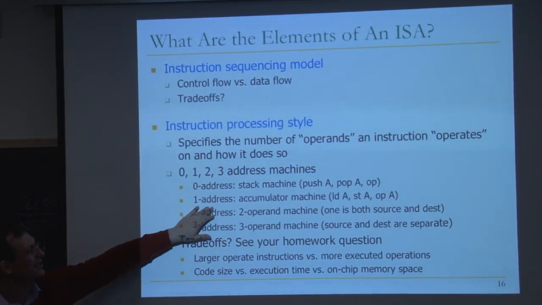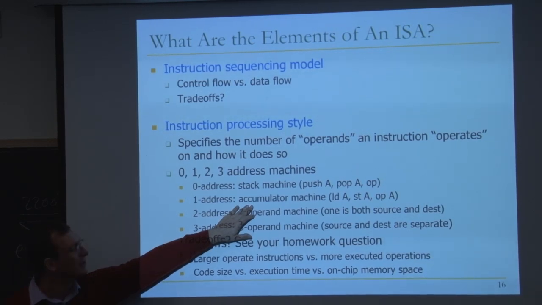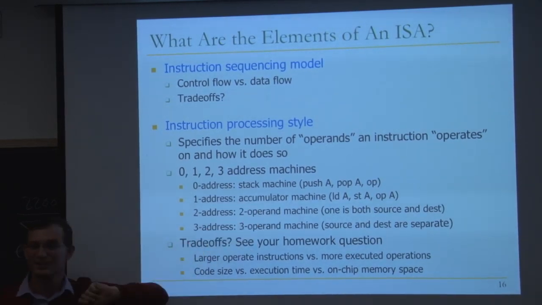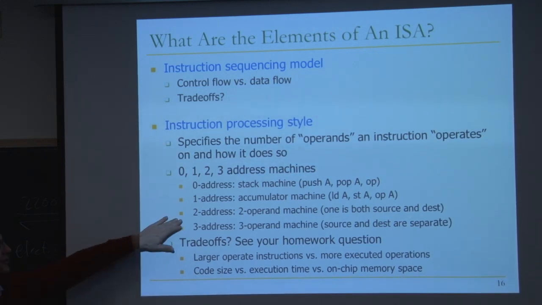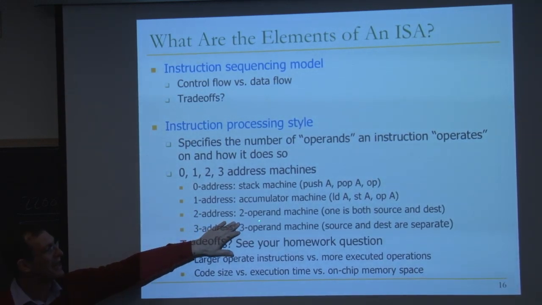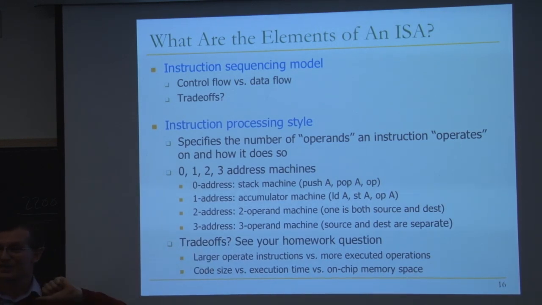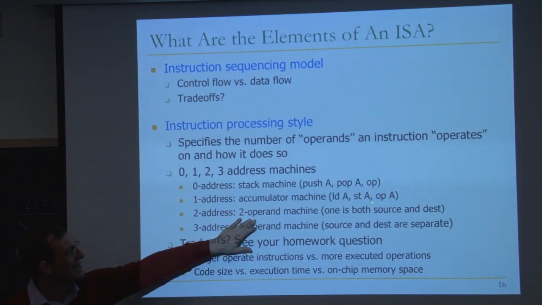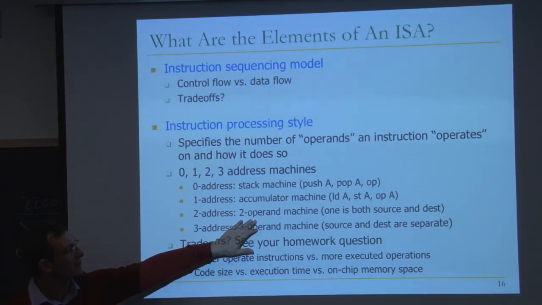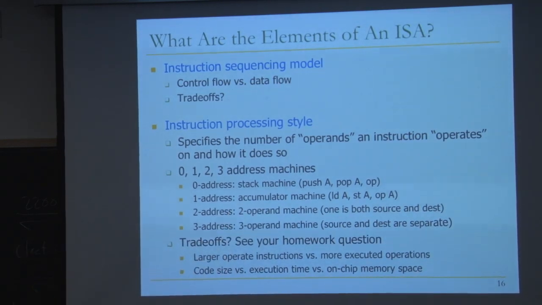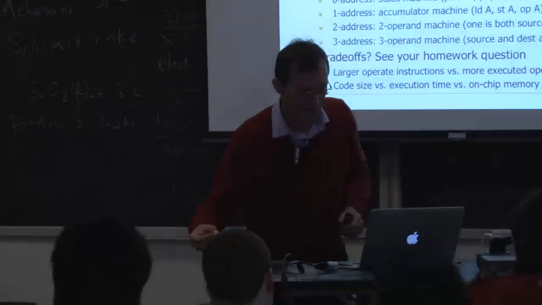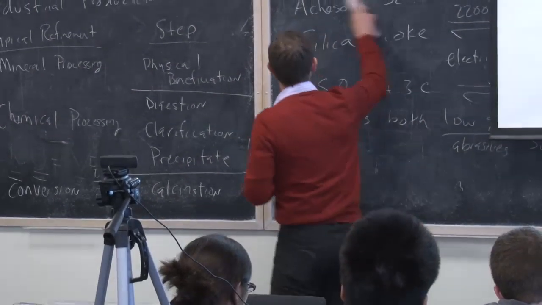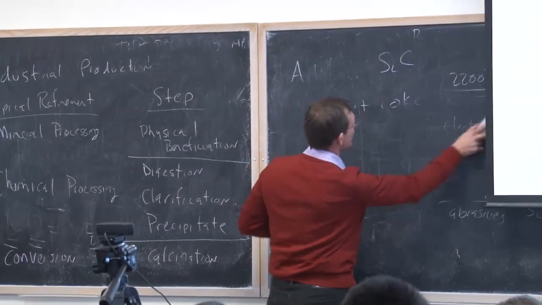If you have 1 address machine, this is an accumulator machine. You can actually specify what to add to the accumulator, for example. 2 address machine, now you have 2 operands. Your add, let's say, it has 2 operands. If you're adding 2 things, let me actually use the board now, if I can. And I'll try to stick to this side so that it can be recorded.